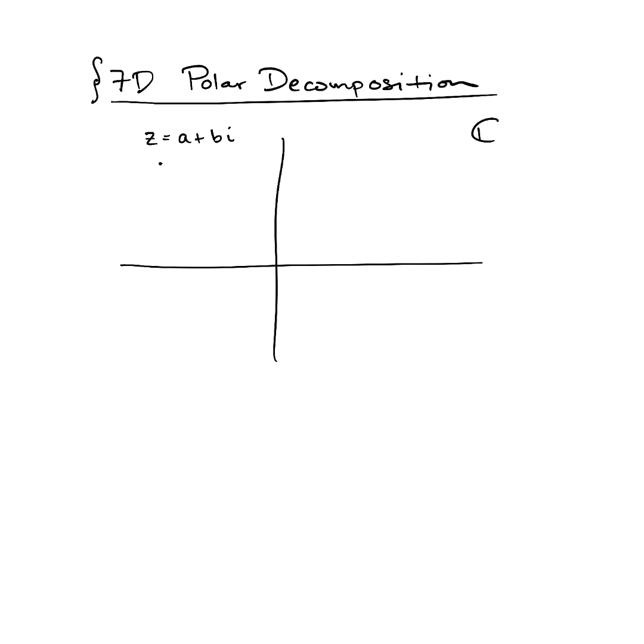And you have this action called conjugation, where to conjugate is simply to reflect across the real axis. So you have this number, z bar, which is a take away bi. Now sometimes when you conjugate a complex number, it stays the same. But you can see that only happens when b is 0.